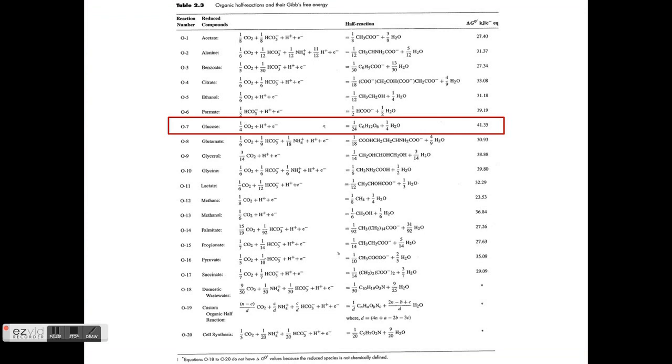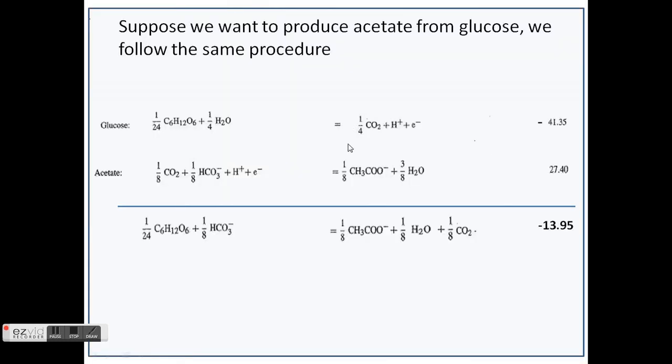Suppose we want to produce acetate from glucose, we would still follow the same procedure. This is just another example. So we have our table. We've already identified where glucose is in our earlier example, and now we'll find acetate, which is at the top. So we use these two reactions. Glucose, like I said, is our substrate, so it's the oxidizing reaction, the donor reaction, and our acetate is just produced here. In the same way, we're going to add those two reactions up.